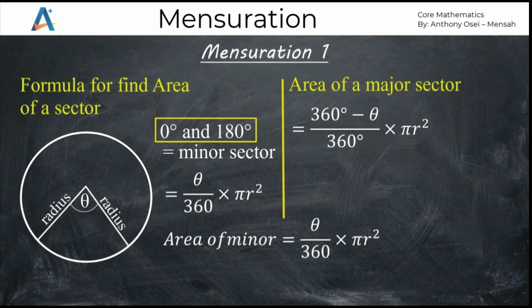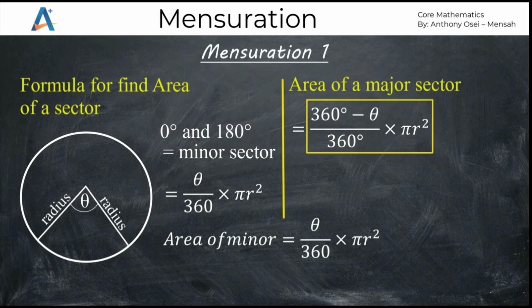So if you have an angle lesser than 180 degrees, that means it's a minor angle. And if you're using that to calculate for the major area of the arc, that means that you have to subtract it from 360. So the formula will give you 360 minus theta all over 360 times the area of the circle, which is pi r squared. So this is the formula for finding area of a major sector.